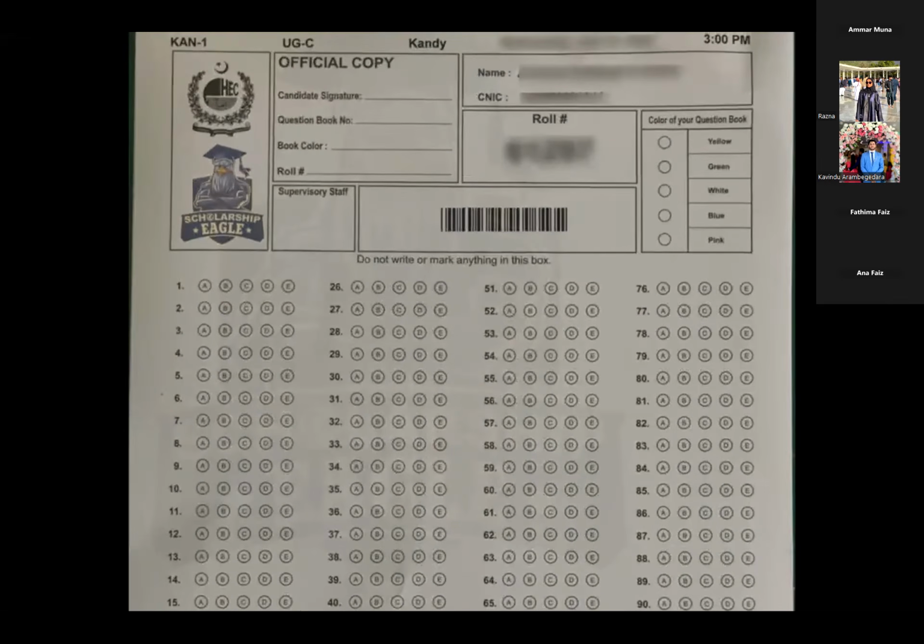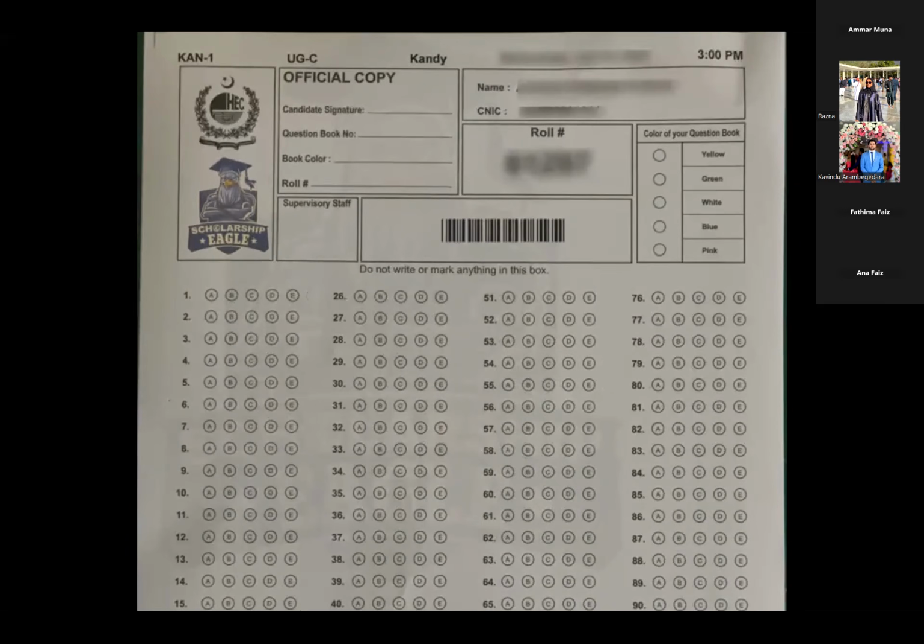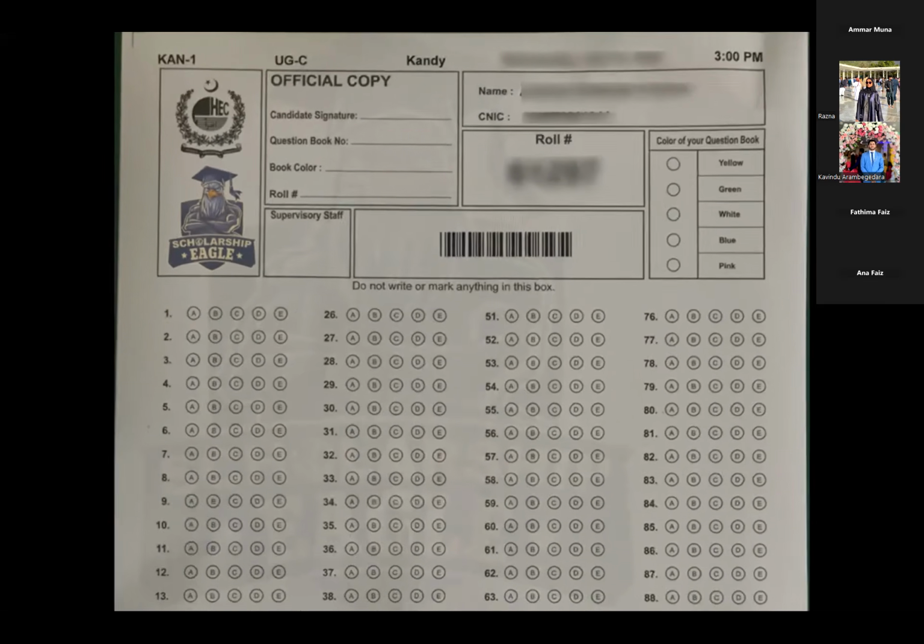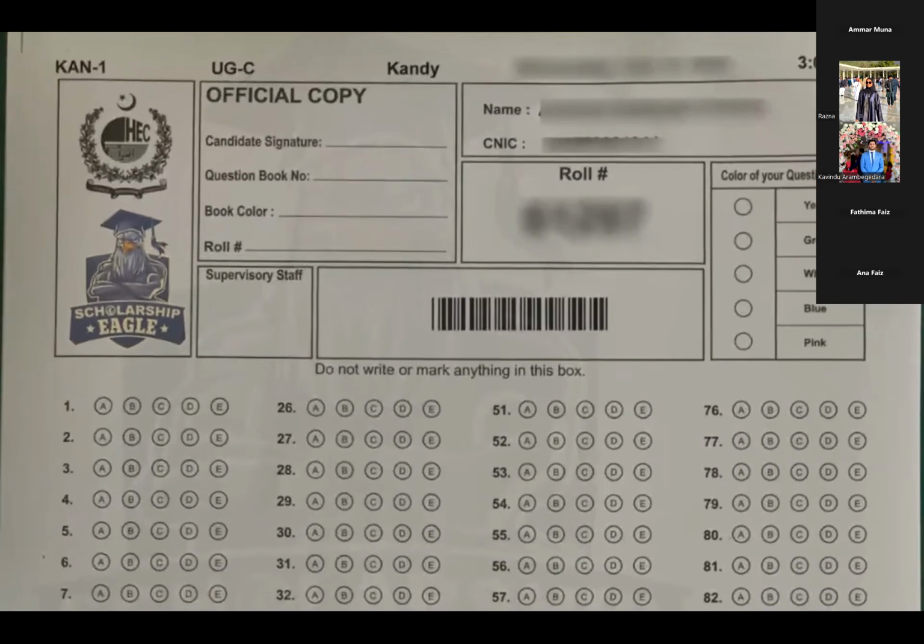This sheet is printed exclusively just for you, so there are no other sheets, because your name, your CNIC, and your roll number will be printed on the sheet. So please do not mess up this sheet, don't damage this sheet, handle with care. When you receive the sheet, before you start, you will have to put your signature and your question book number. The question book number will be mentioned on the booklet. They will guide you in the hall as well, and you write the book color and your roll number, which is printed here, but you rewrite it as mentioned in your admission slip, which would be the same.